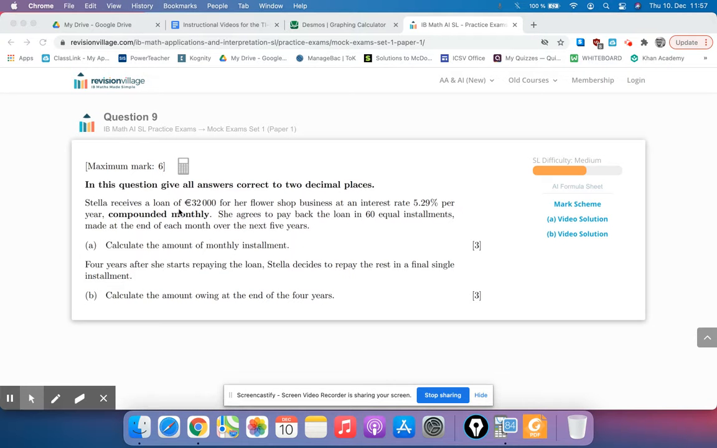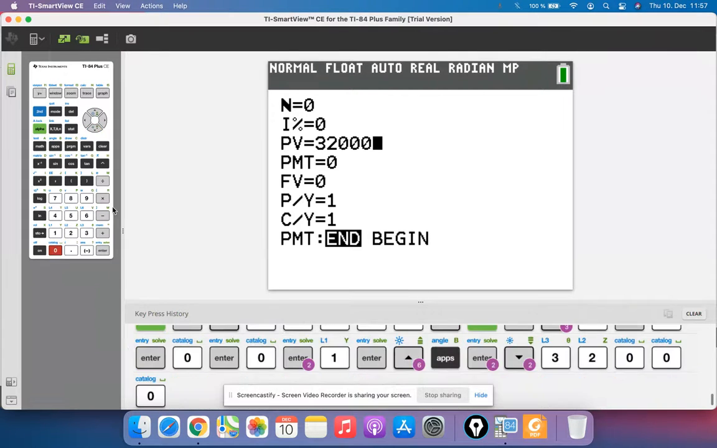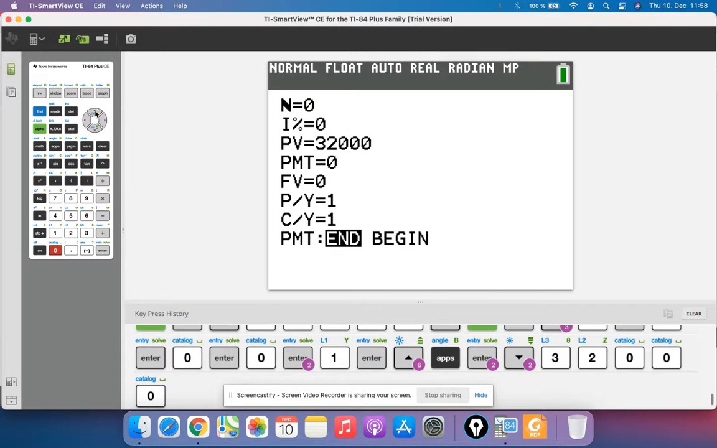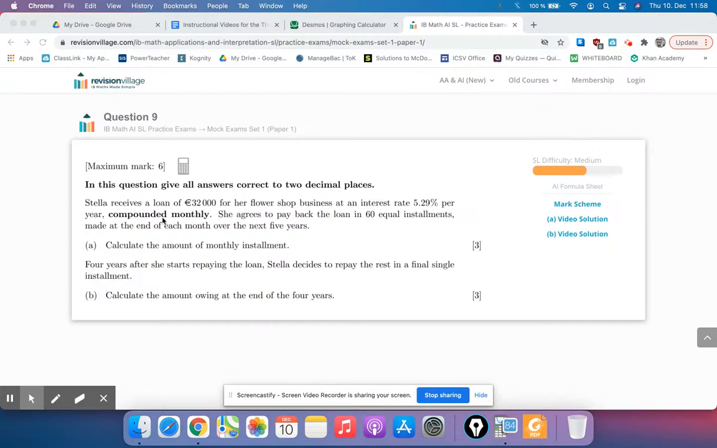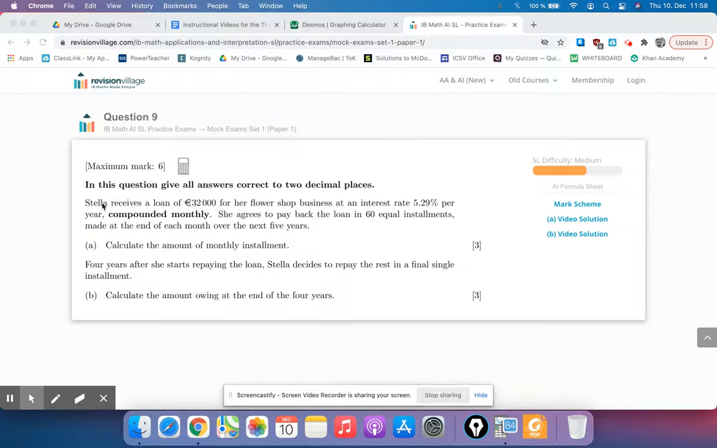Now, Stella receives a loan of $32,000. So that is going to be the present value of $32,000. Okay, and then the interest rate is 5.29%, so I'm going to fill that in here, 5.29%. And then it's compounded monthly, so that's going to go down. The PY is going to be 12, and the CY is going to be 12.